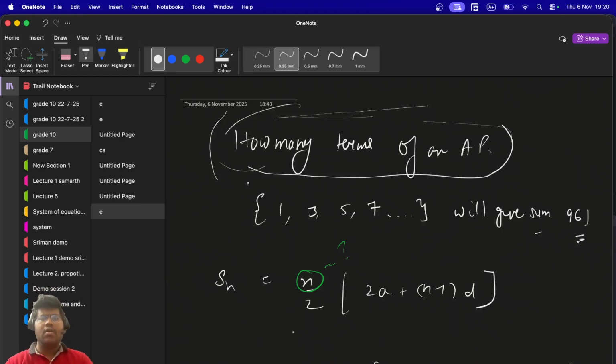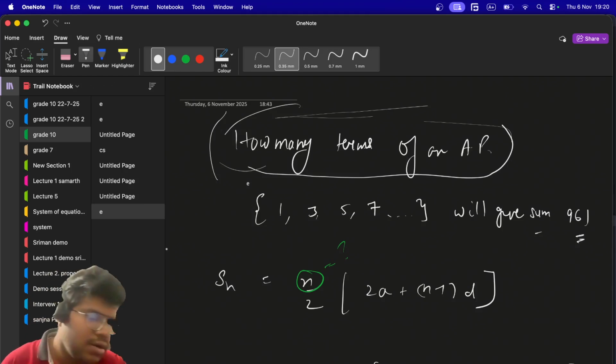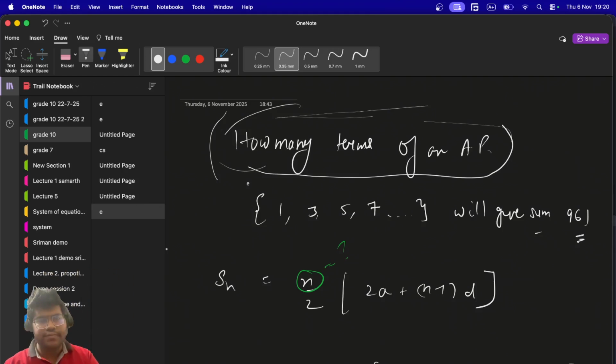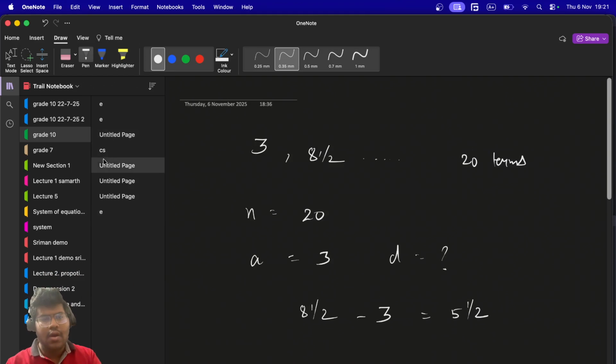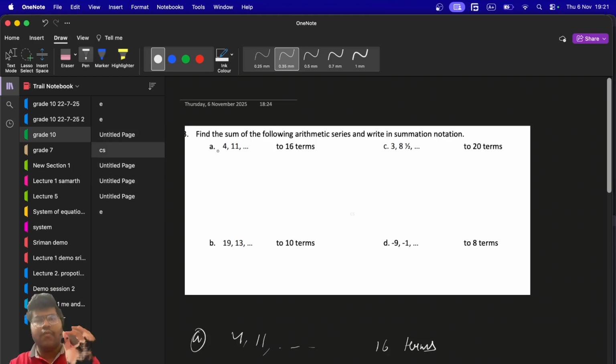Today we are going to practice some of the questions regarding the sum of the series of an arithmetic progression. Right? So let us start. Okay, see what we have. We have to solve this question. Find the sum of the following arithmetic series and write it in the summation notation.